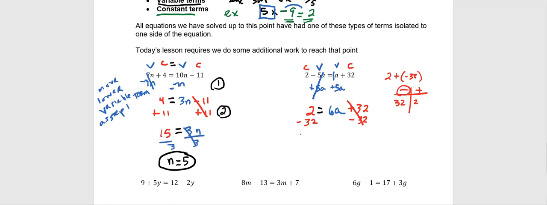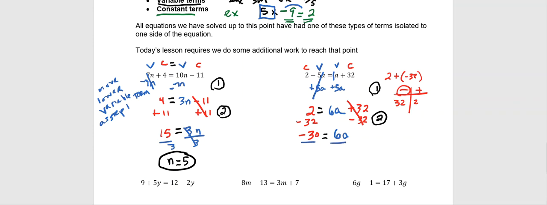So we know we should get negative, and the difference of those numbers, negative 30, is equal to 6a. So it took us 2 steps to get fully isolated. My variable term, 6a, is fully isolated from my constant term. In this case, it took us the first step of adding 5a, and the next logical step is the second step, subtracting 32 on both sides. So my final step is going to be to finish solving this one-step equation that we've created.